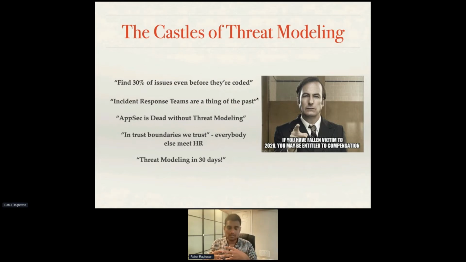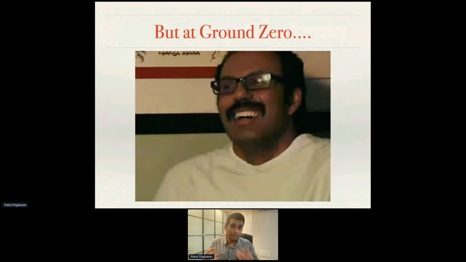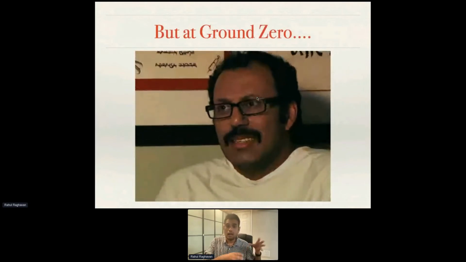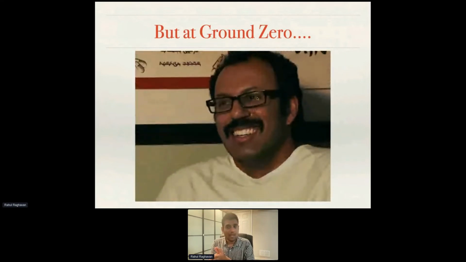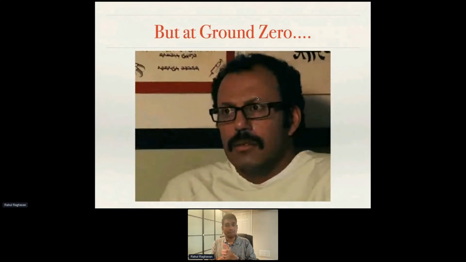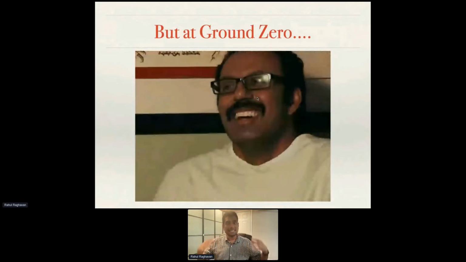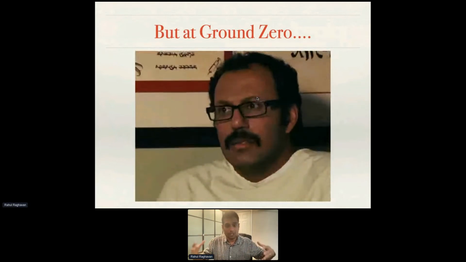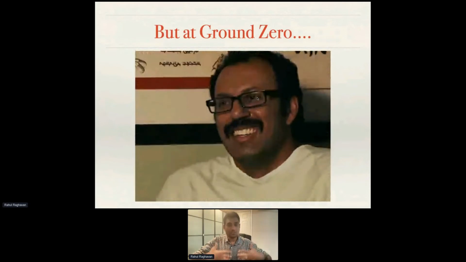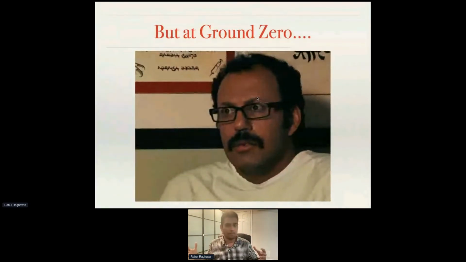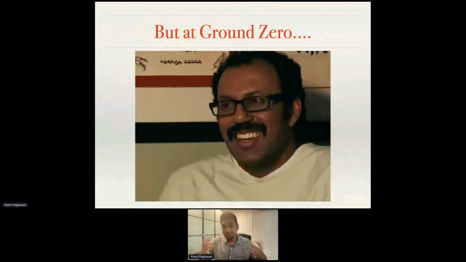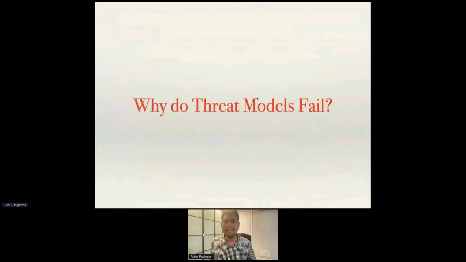But then the issue is, because of this overselling of threat modeling, these castles in the air that have been built by a lot of communities, when people start implementing it at ground zero, things are very, very different. And that's really why many of us meet with failures in implementing threat modeling in the exact same form and shape that we've heard of. When we try to implement that at ground zero, things are completely different. They fail, and they fail for multiple reasons. So let's look at why threat models fail.